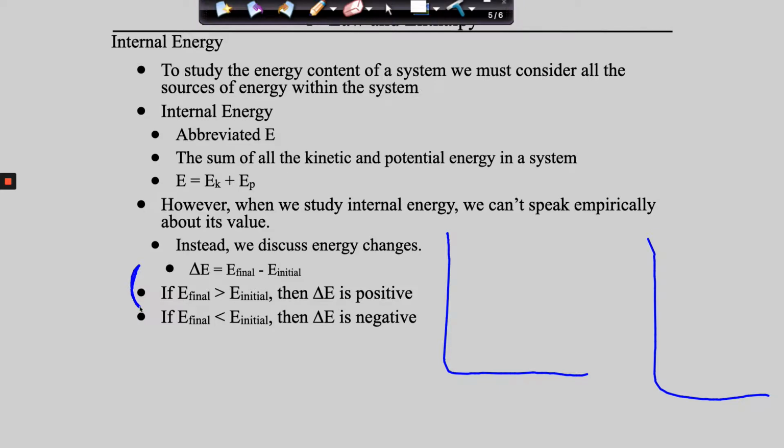Well, final is greater than initial. So our energy final is up here and our energy initial is down here. Going from initial to final, if final has more energy, that means in the end we have more energy than we did in the beginning, and that makes delta E positive. Do you buy that? So then why don't you in the right-hand diagram draw the bottom one?